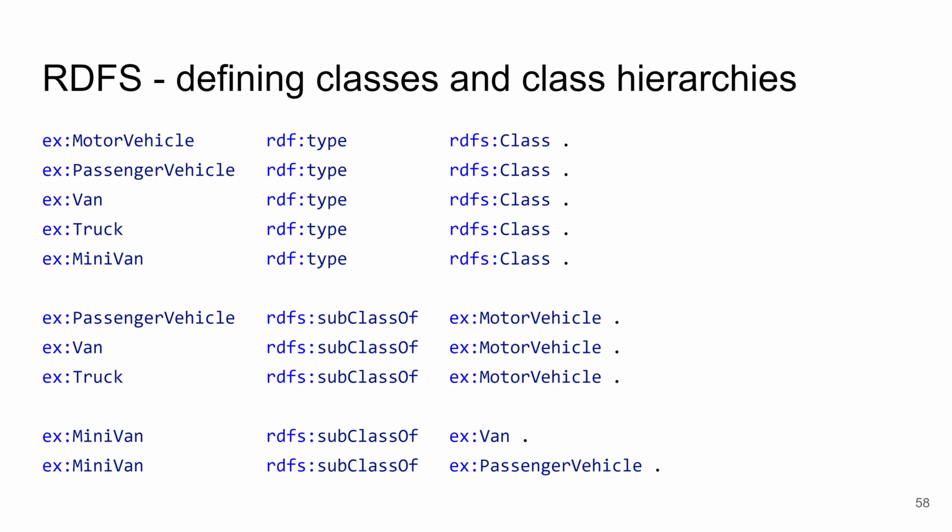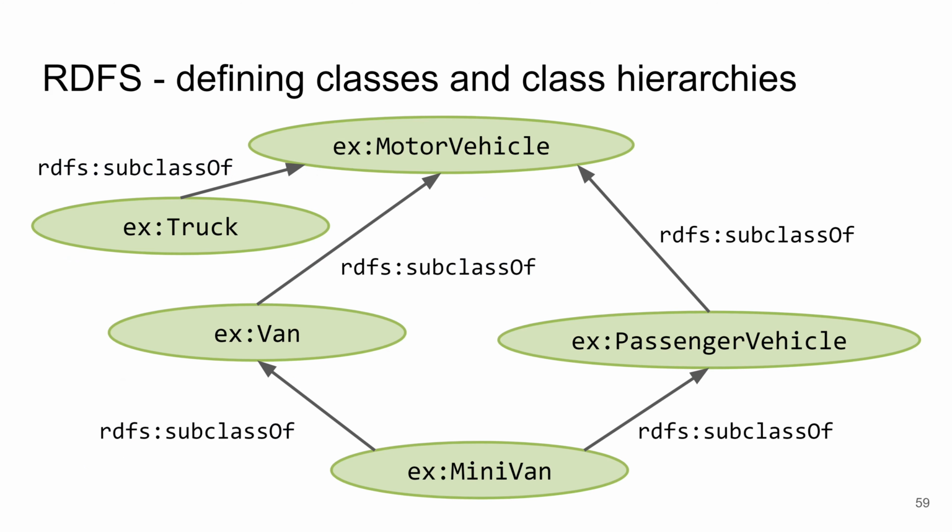And those classes have a hierarchy. So, for instance, a passenger vehicle is a subclass of motor vehicle, a van is a subclass of a motor vehicle, and a truck is also a subclass of motor vehicle. And then there is a minivan, which is both a subclass of a van and a subclass of a passenger vehicle. So then the hierarchy looks like this, and we can have multiple parents of the subclass of relation. So like this, we can create classes and subclasses.